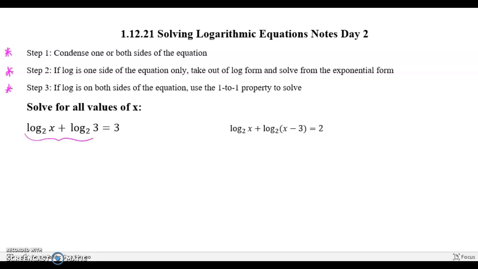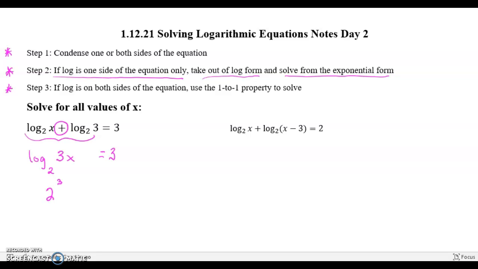We're going to condense. We only have log on one side, so let's condense: log base 2 of x times 3, or we would say 3x, where adding translates into multiplying. So think of adding and multiplying. Now we're going to take it out of log form and write it in exponential form. Notice log is on one side only. Take it out of log form and solve it from the exponential form.